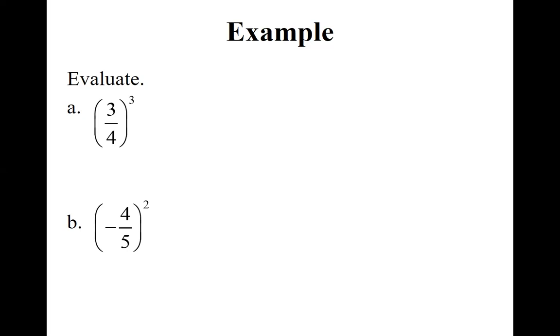We can use this methodology to evaluate fractions raised to powers. 3/4 cubed means 3/4 times 3/4 times 3/4. But that's the same as 3 times 3 times 3 over 4 times 4 times 4. Nothing cancels. 3 times 3 is 9, times 3 is 27. 4 times 4 is 16, times 4 is 64. It does not reduce.